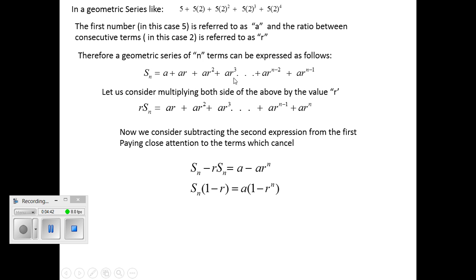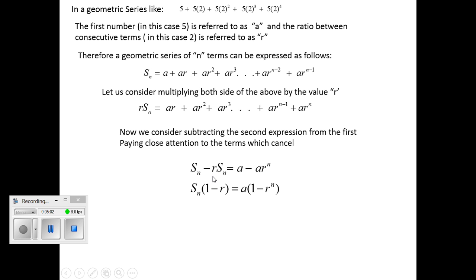So what's going to be left when we subtract these, again, on the left side is going to be S sub n minus r times S sub n, and then on the right side we're going to be left with a, the first term, and here the last term, okay? Now, again, this is what we're left with.